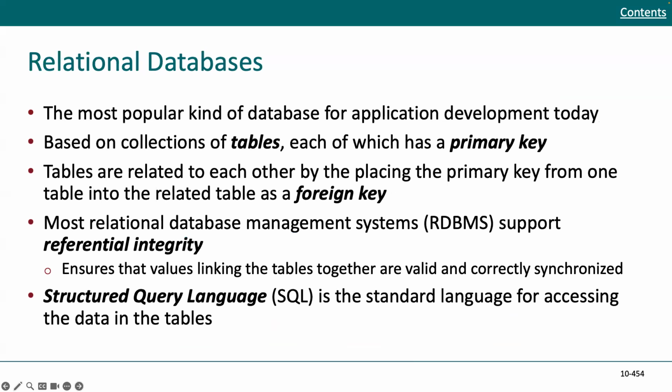Next, we have relational databases, and these are the most popular kind of database for application development today. It's based on a collection of tables, each of which has a primary key. The tables are related to each other by placing the primary key from one table into the related table as a foreign key.